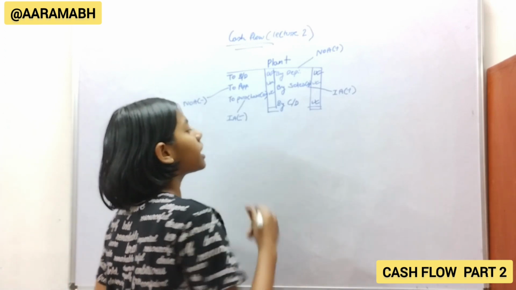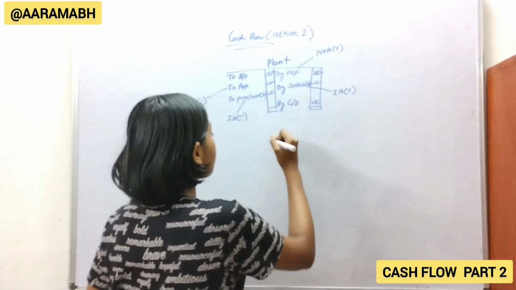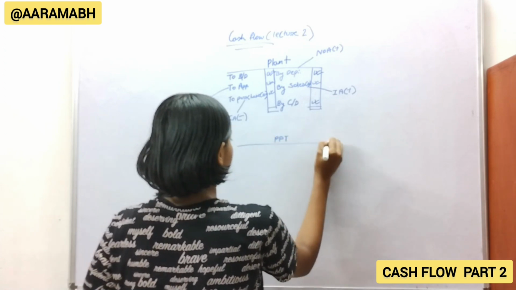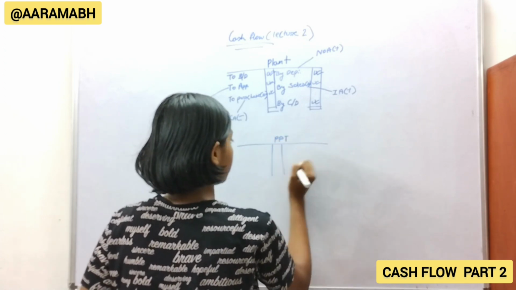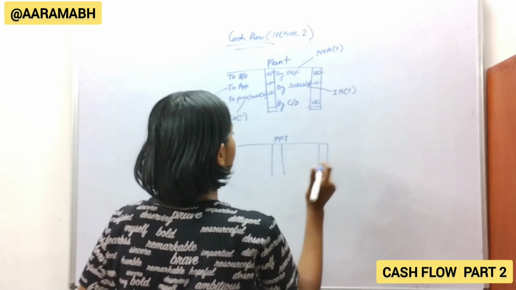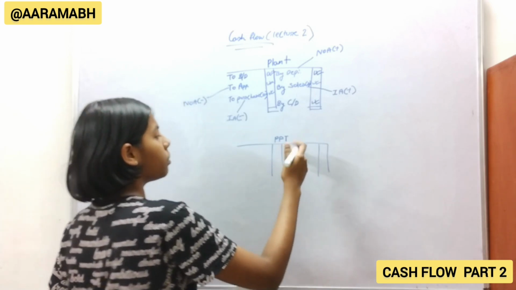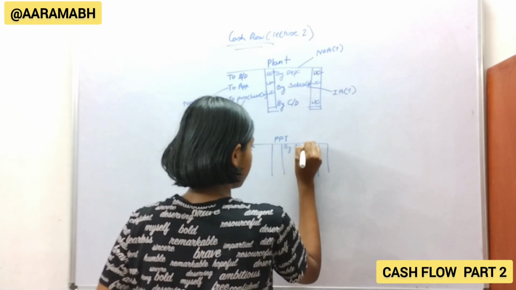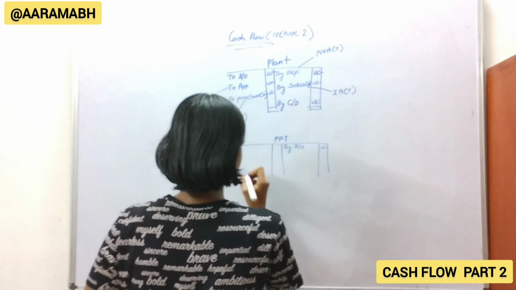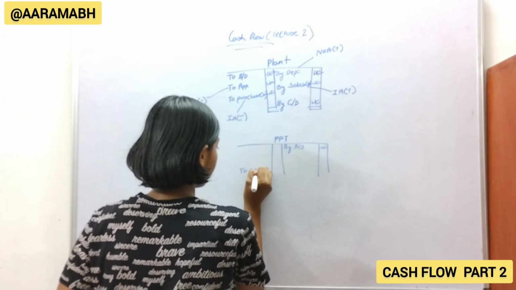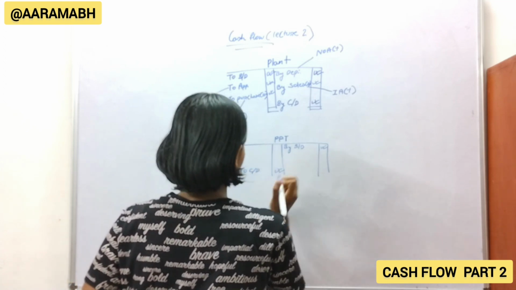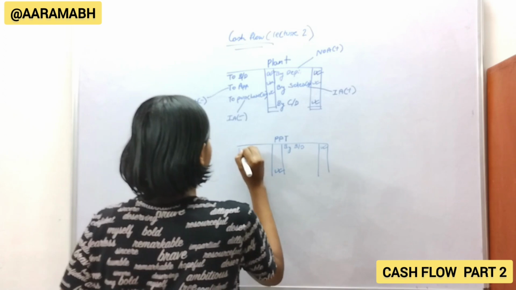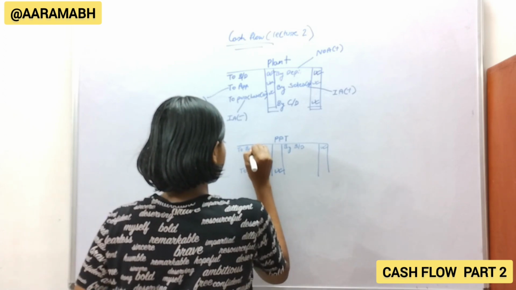So now let's make a liabilities ledger. For example, I'll make a PFT ledger. So this is a liability, so its opening balance will be posted on this side. So by BD over here, we'll post the balance and then to CD over here. And if we have paid income tax during the year, we'll post it over here.